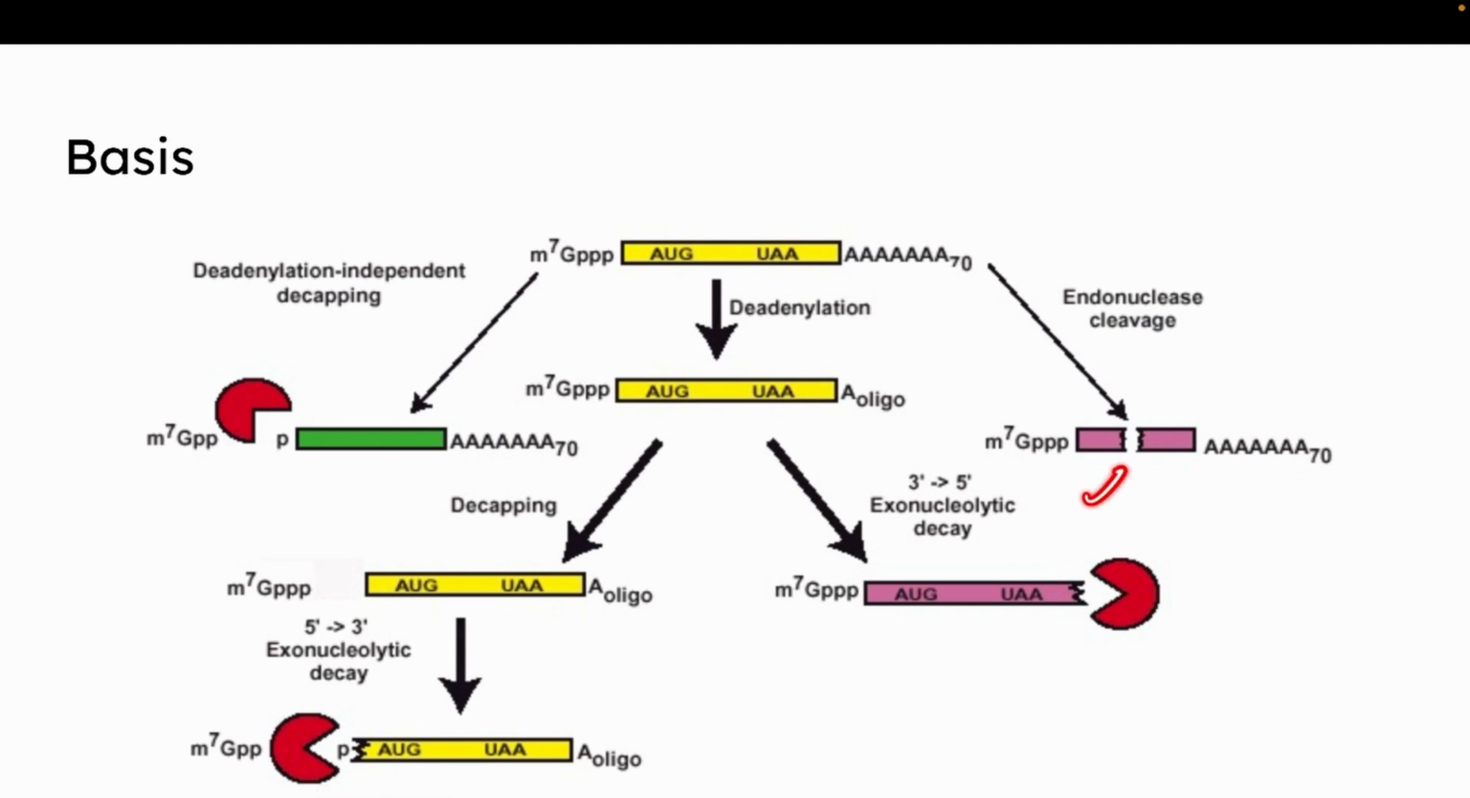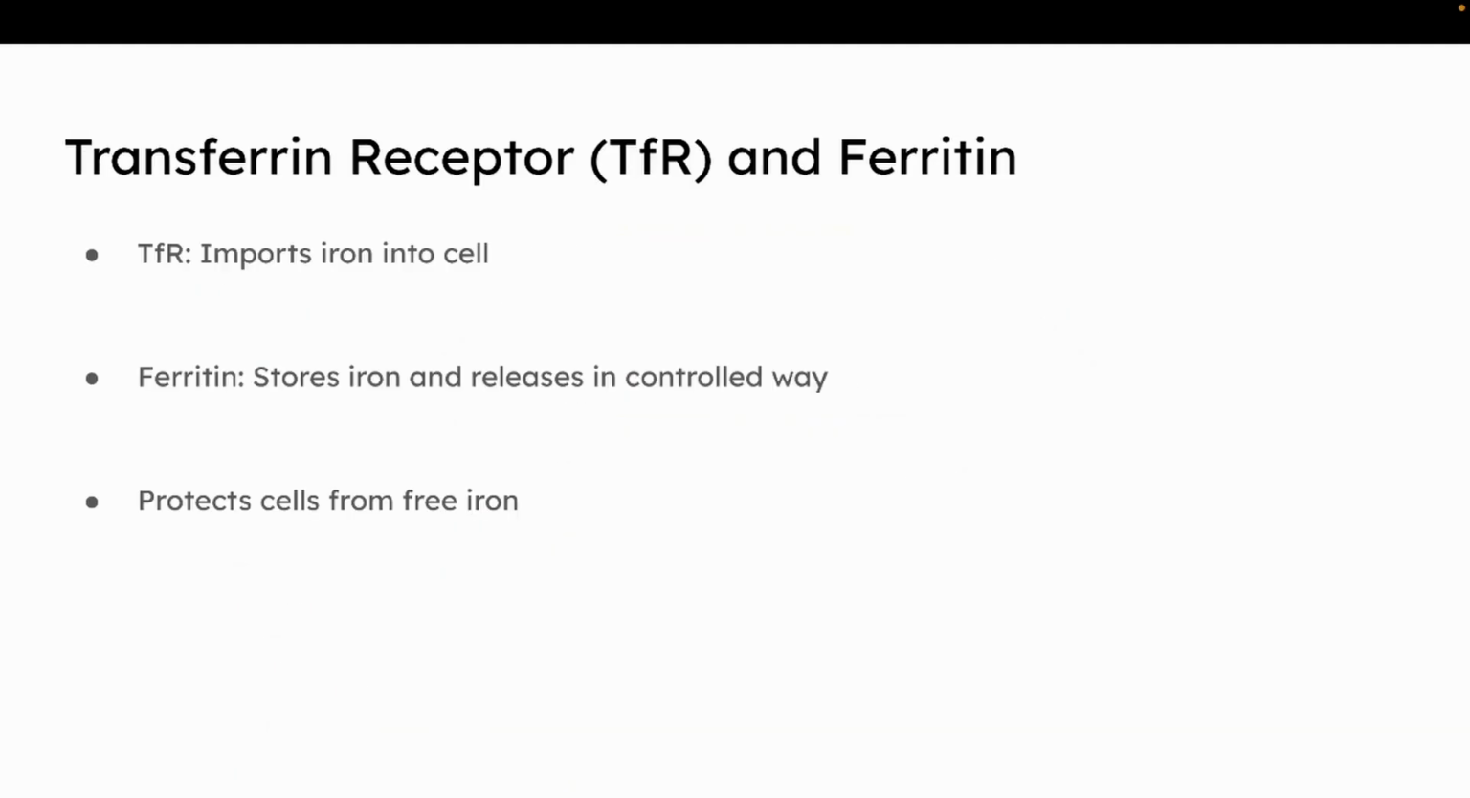And so basically, when you have endonuclease cleavage, both happen, because you have one part of the mRNA that has no poly A tail, and the other one has no cap. And so you just end up getting this one and this one over here. That's just an overview of mRNA stability, probably nothing new to you. But now we want to take a look at some specific examples.